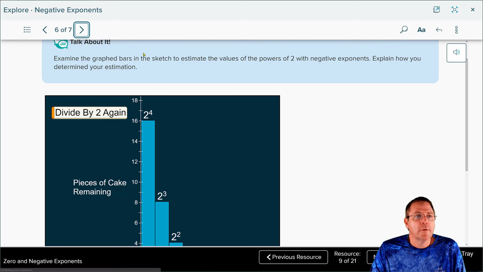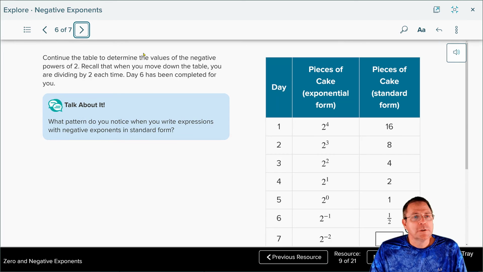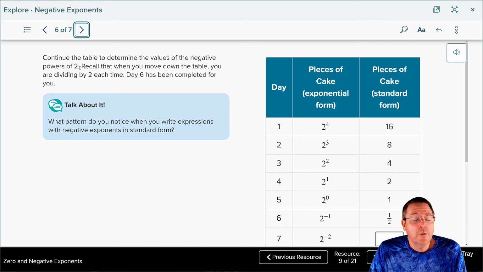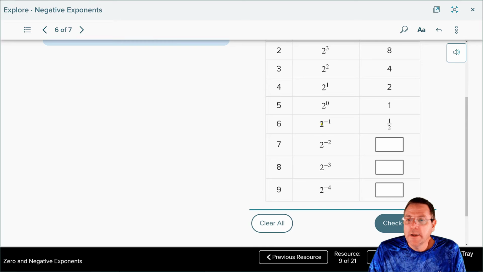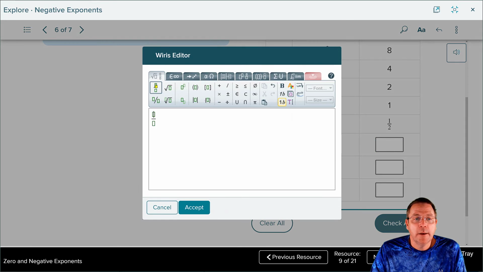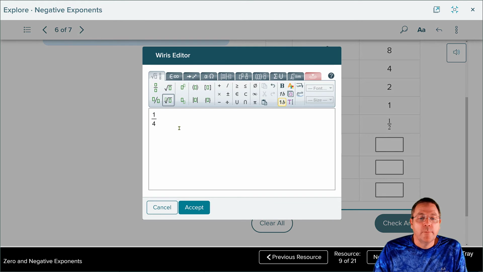So it's time to move on to the next slide, which says, continue the table and determine the values of the negative powers of 2. Recall that when you move through the table, you're dividing by 2 each time. Day 6 has been completed for you. So you see day 6 where we had 2 to the negative 1. That was 1 divided by 2, which is 1/2. So 2 to the negative 2 is half of 1/2, which is going to end up being 1/4.